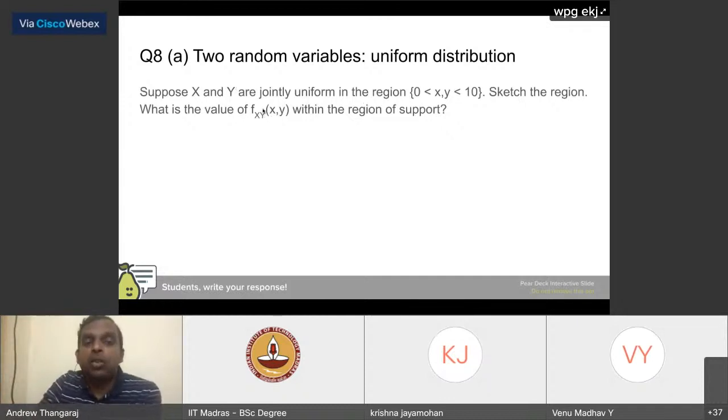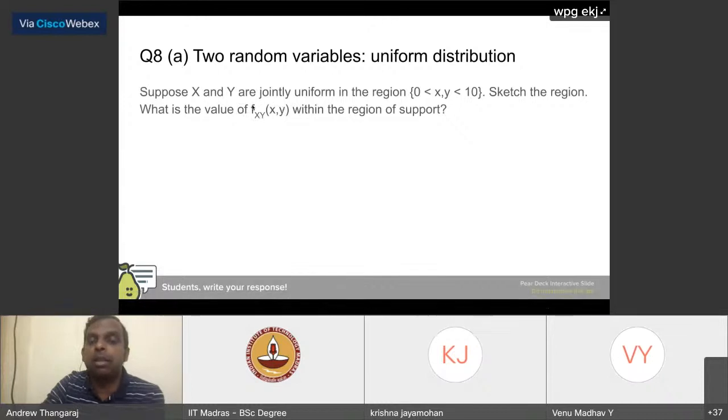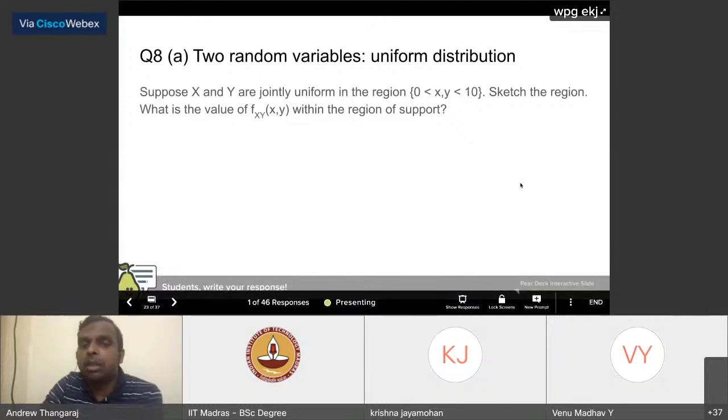What is the value of the joint PDF? Joint PDF, this f of x comma y, is the joint PDF inside this region of support. The region of support is this guy, 0 to 10. What is the value of the joint PDF? It's a very simple, straightforward question. So let me just take up Rishabh Pandey's question.